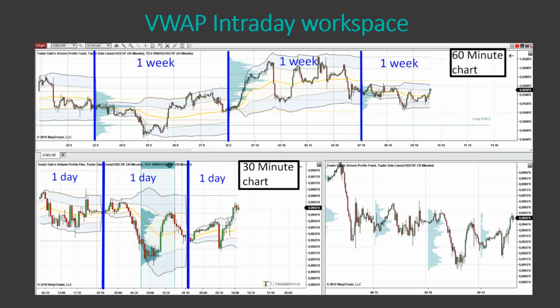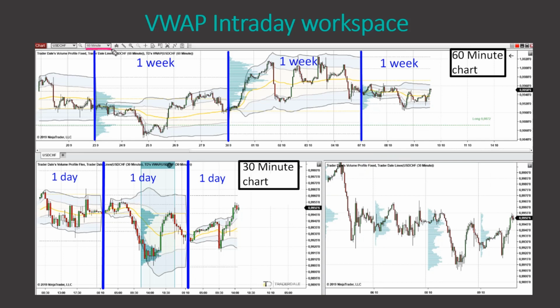Now, let me show you this on an example. This is a workspace which I'm using for my intraday trading. What you see here are 3 charts. All those charts are linked, so they always show the same trading instrument. So for example, if I switch to euro dollar on this chart, then also it will show on those 2. All right, so those are linked.